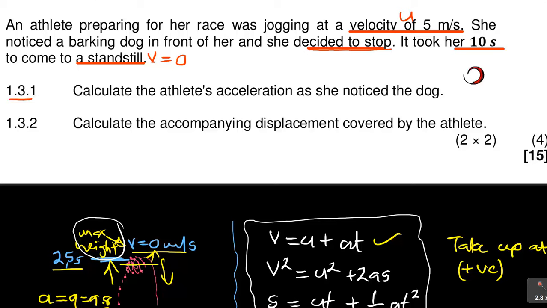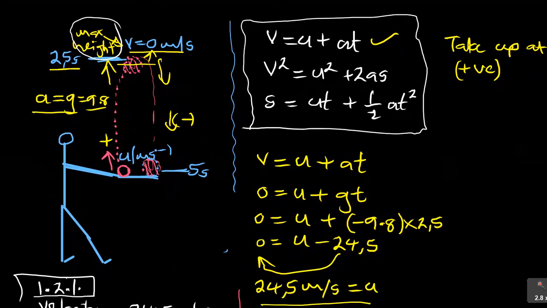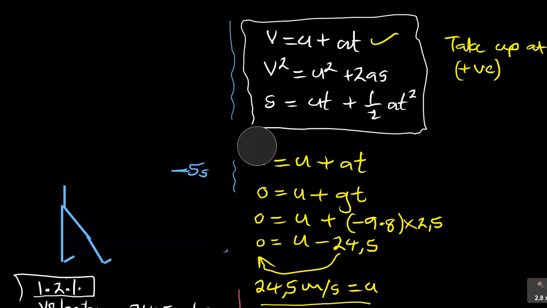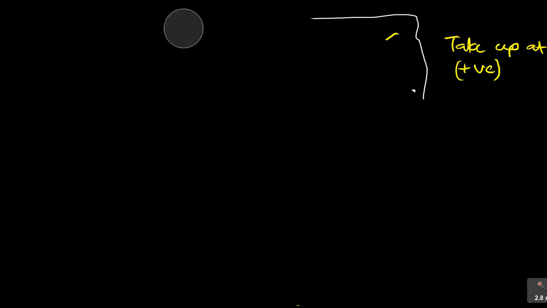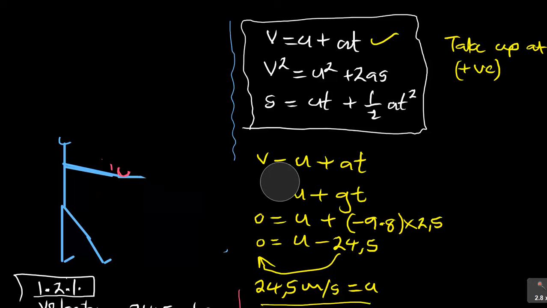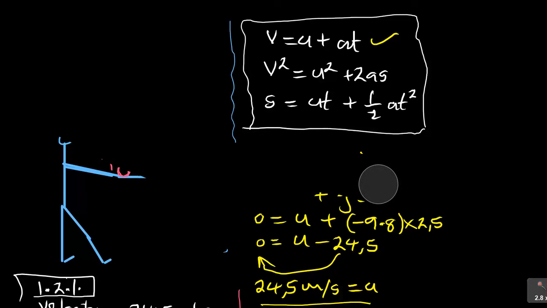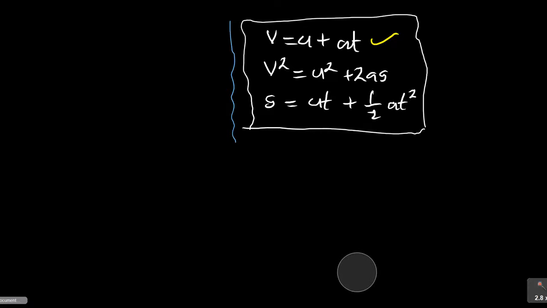Question 1.3.1, calculate the athlete's acceleration as she noticed the dog. So we're going to find the athlete's acceleration as she noticed the dog. I can just remove this info below. Let me leave out my equations, because most of the time these are the common equations that I need. So I'm going to keep on erasing that.